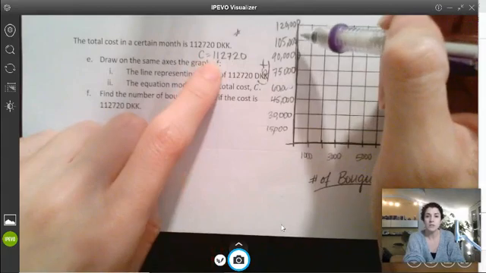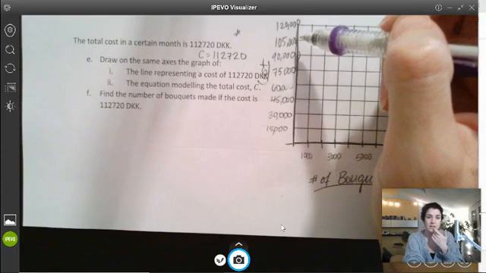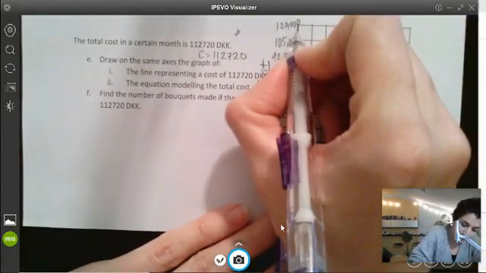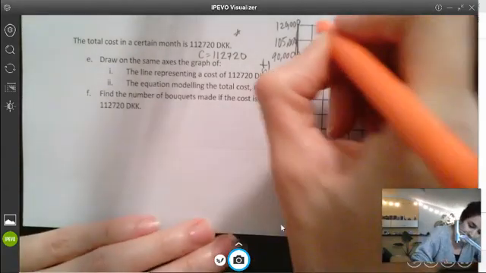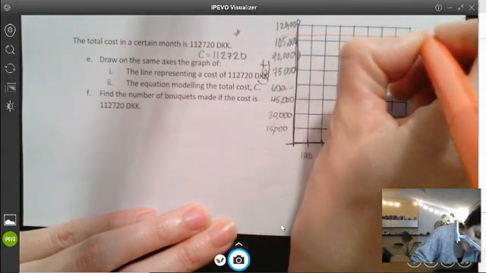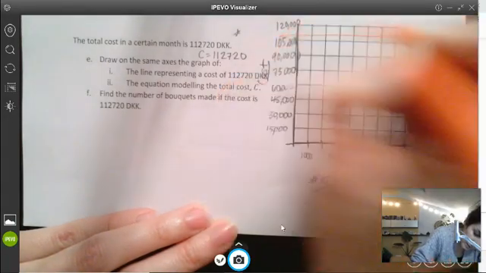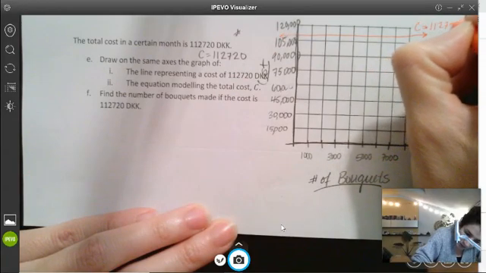It needs to be somewhere between here. Halfway between is like 13. So this is slightly under. I'm going to do it in a different color. And this is C equals 112,720.